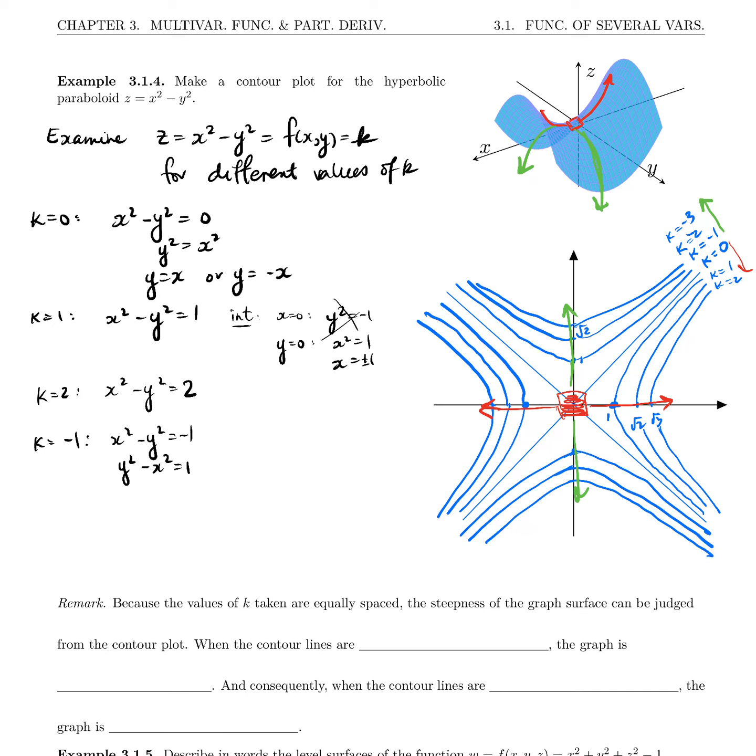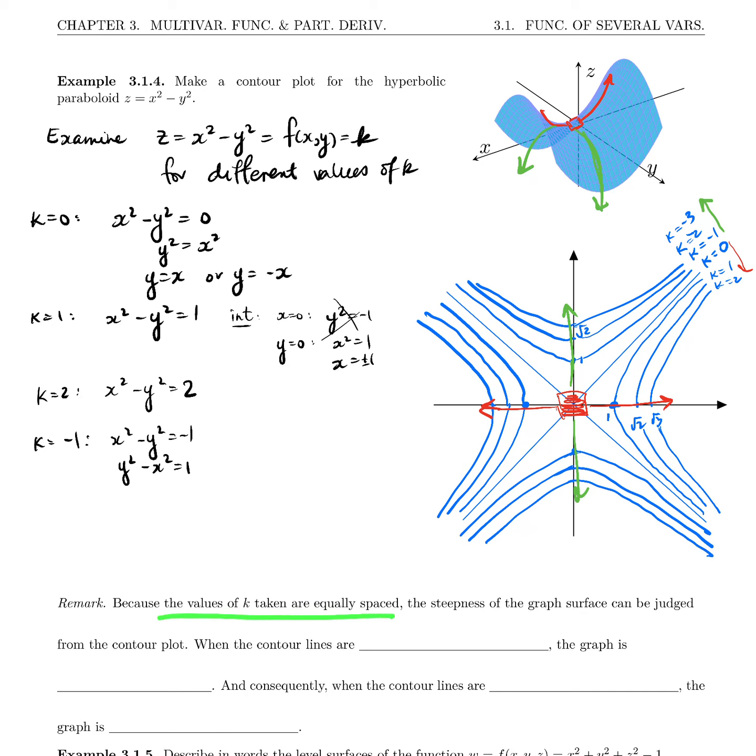We said that the contour plots were getting closer and closer together, right? They're quite far apart around the origin where the graph is flat, and then they're getting closer and closer together. When they're getting closer and closer together, what happens to the graph? It is getting steeper. It's steeper because they are equally spaced for the same z value. Closer together in the xy means that the graph is getting steeper. So that's the remark that we have here.